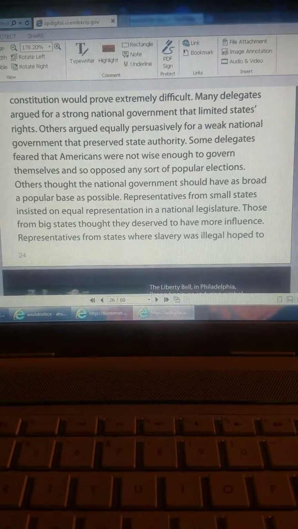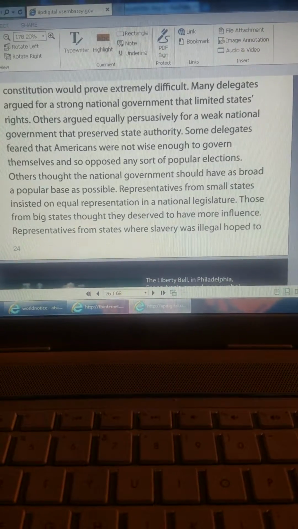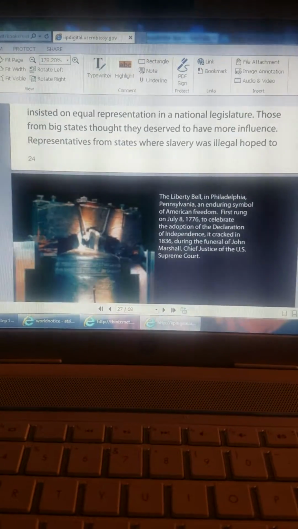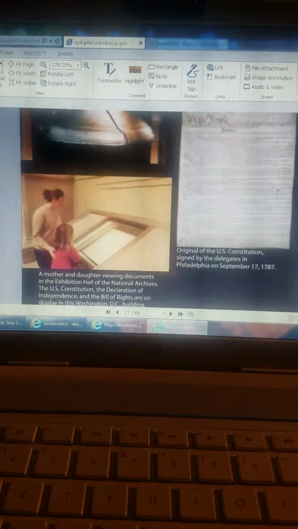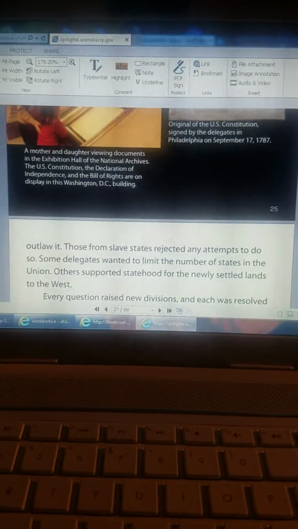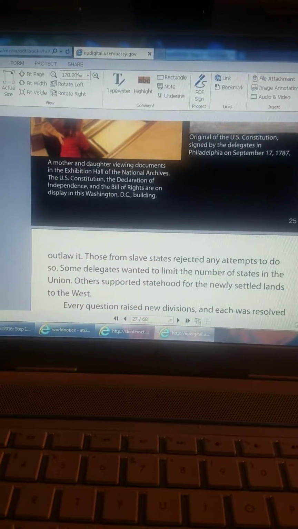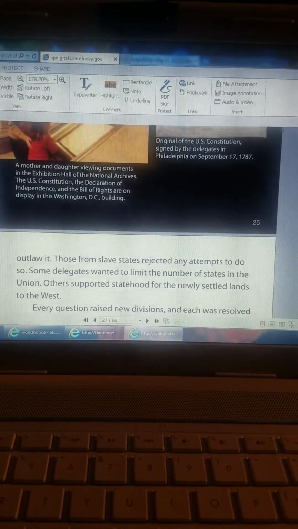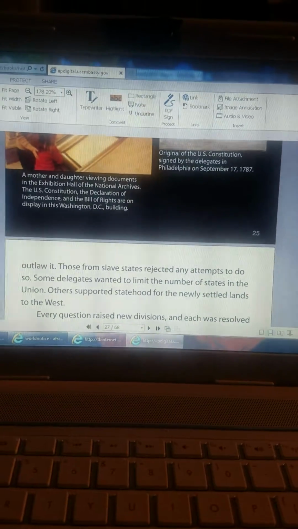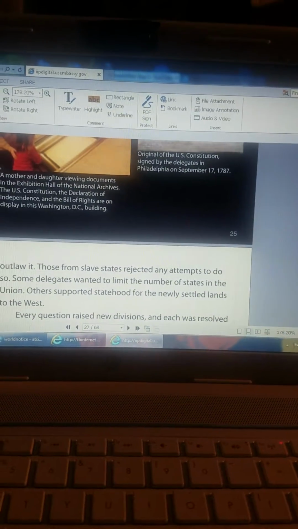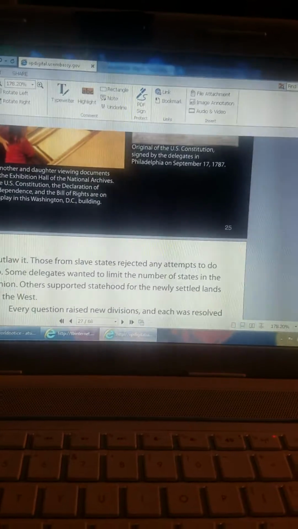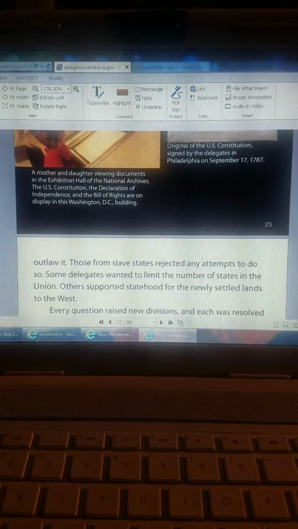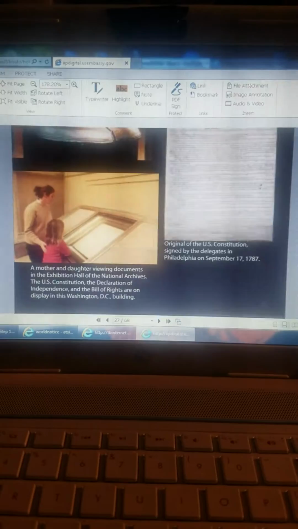Representatives from states where slavery was illegal hoped to, let me guess, they hoped to make it legal? They hoped to outlaw it. Those from slave states rejected any attempts to do so. Some delegates wanted to limit the number of states in the Union. Others supported statehood for the newly settled lands to the west. I'm going to go back to the pictures.